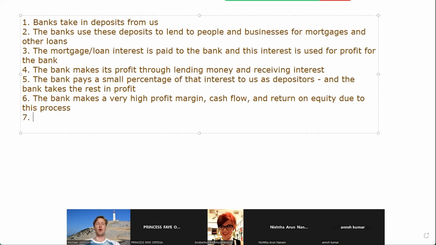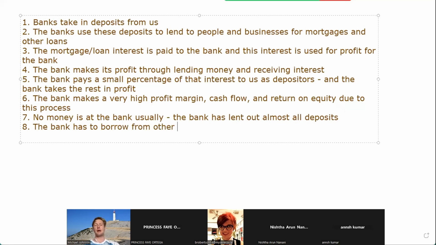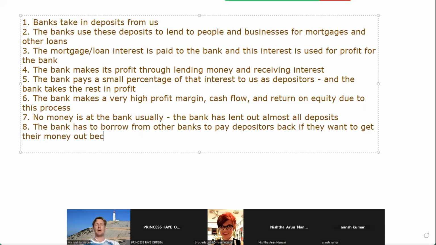So no money is at the bank usually. The bank has lent out almost all deposits. So the bank has to borrow from other banks to pay depositors back if they want to get their money out, because the bank has lent out their money.